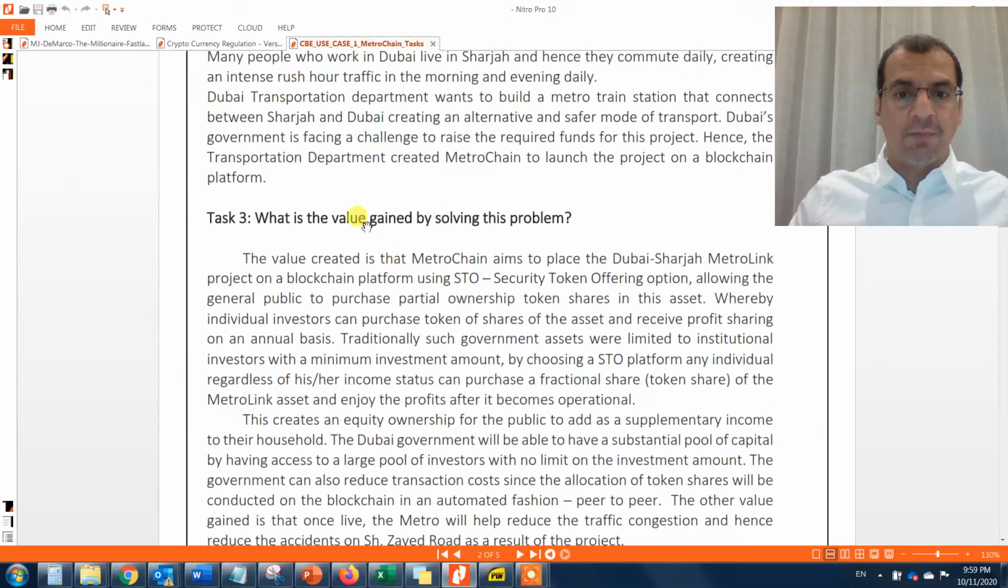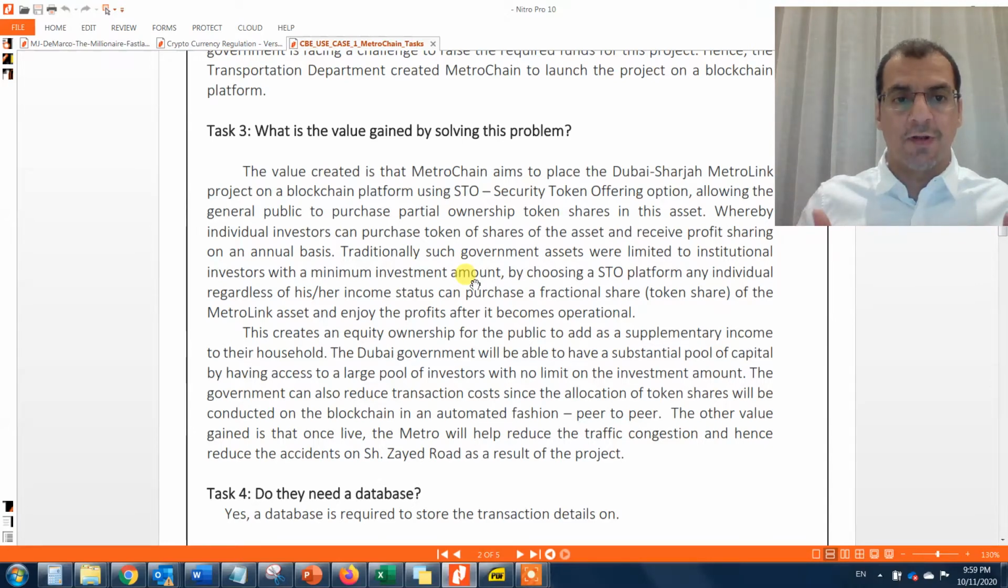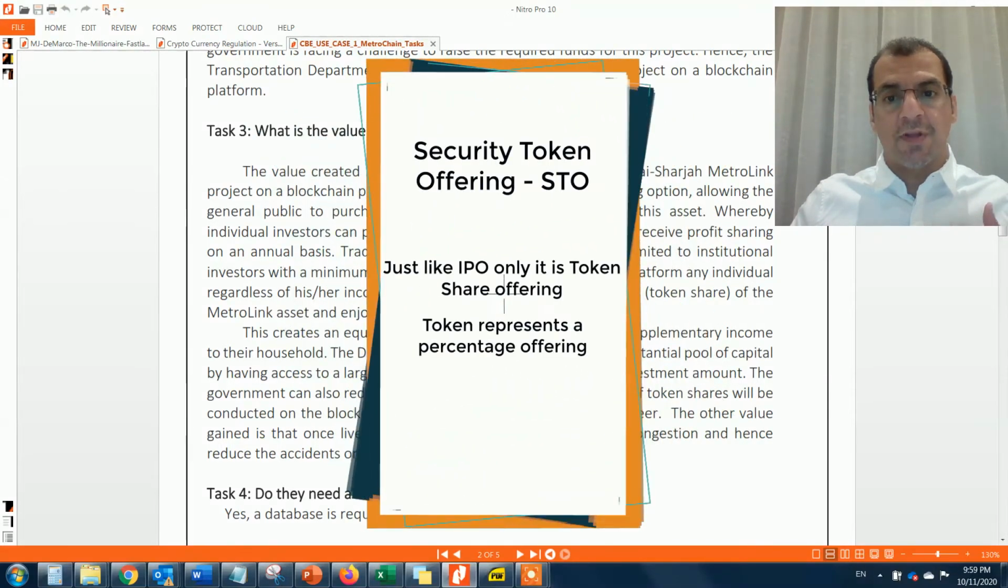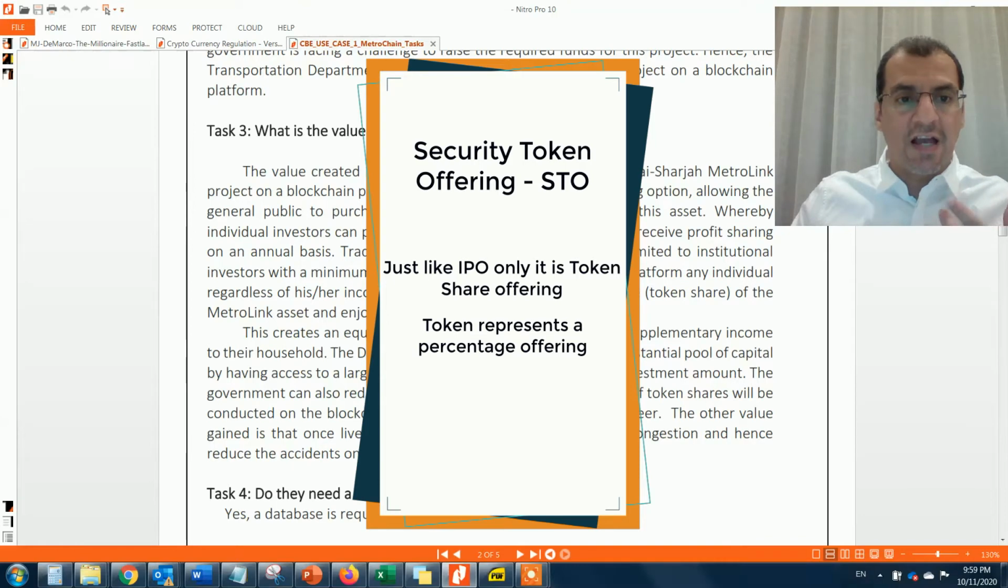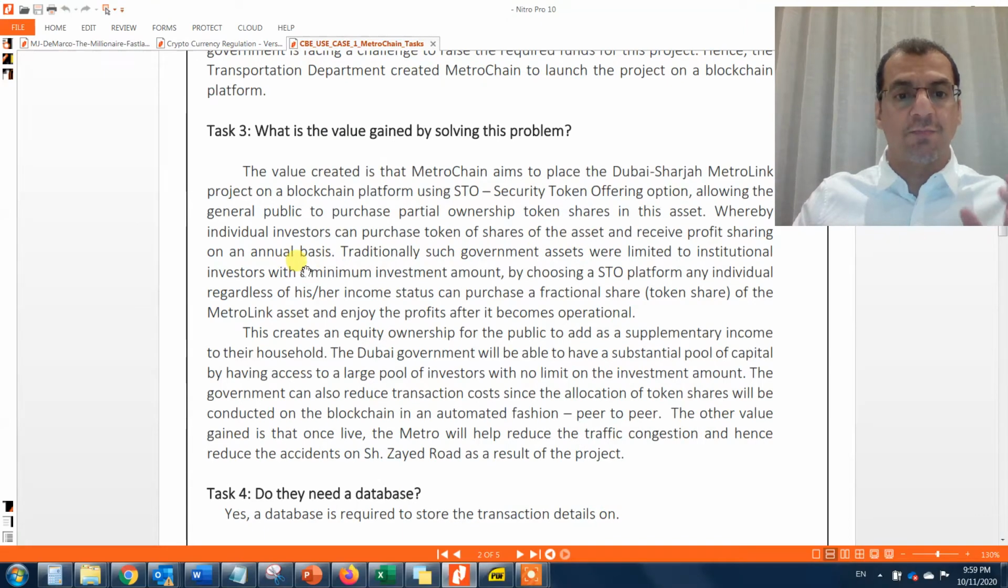What is the value gained by solving this problem? Again, if we're not contributing to a value, it doesn't make sense to go for this problem, right? If you're not getting any specific value in terms of saving costs, saving time, improving your revenues, improving your profits, then it does not make sense to even go and solve this problem. So what is the value created? MetroChain aims to place the Dubai Sharjah Metro Link project on a blockchain platform using an STO, security token offering option, allowing the general public to purchase partial ownership token shares in this asset, whereby individual investors can purchase token shares of the asset and receive profit sharing on an annual basis.